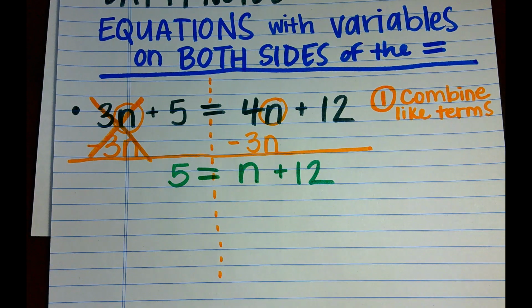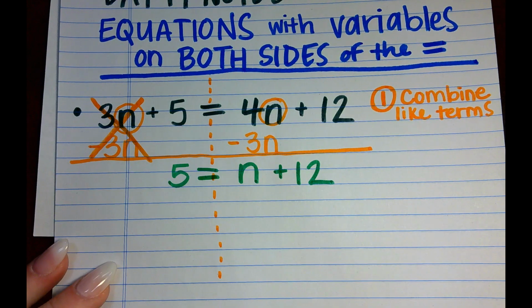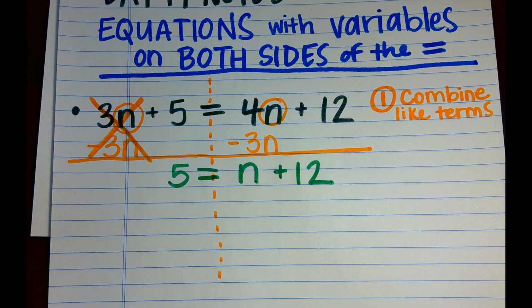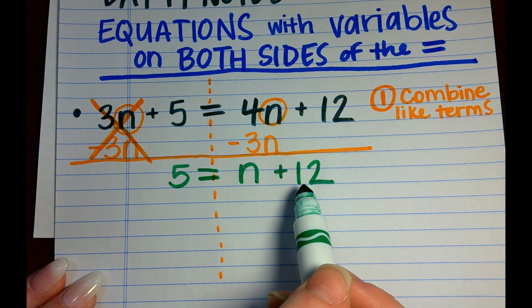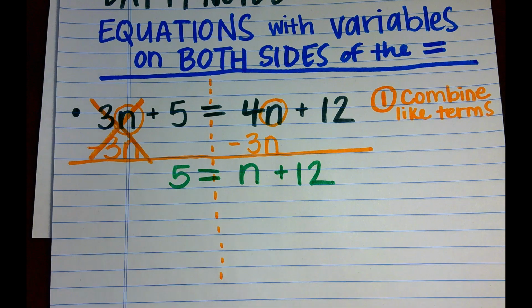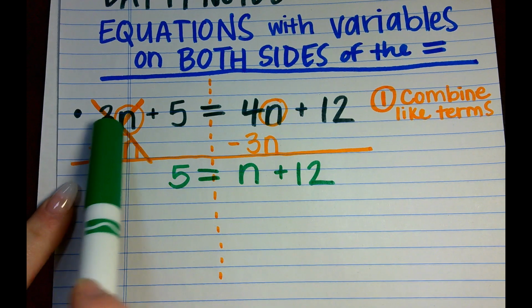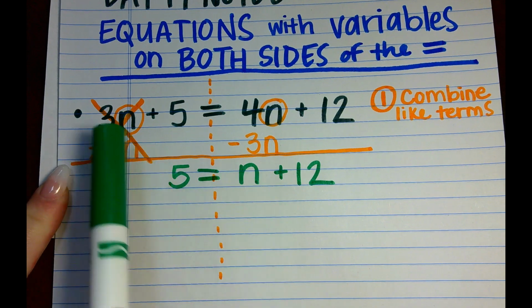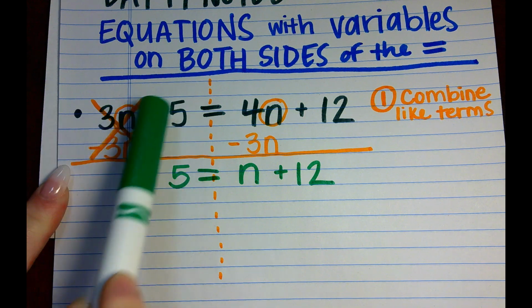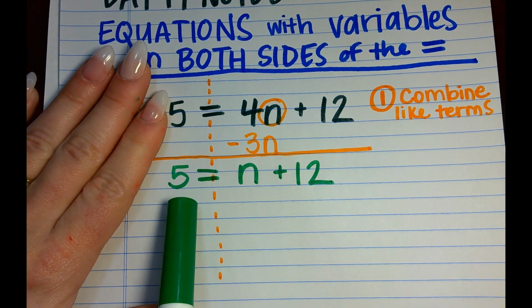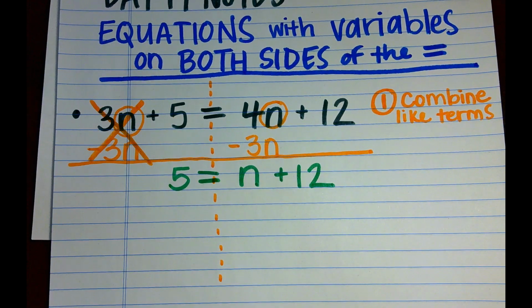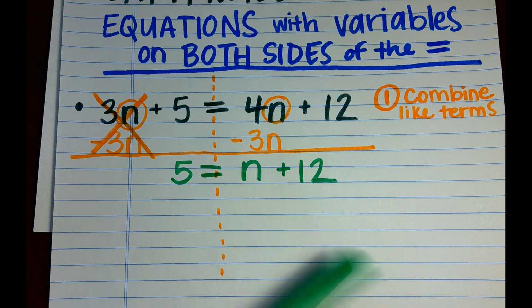So you don't need the plus sign? Yes, you need your plus sign on this side. So let's think of a plus sign as an and sign. It means that I have more than one thing. Since I got rid of 3n, I started with 3n and 5. There's no more 3n, it's just 5 by itself. You don't need the plus anymore. Okay. So now I have 5 equals n plus 12.